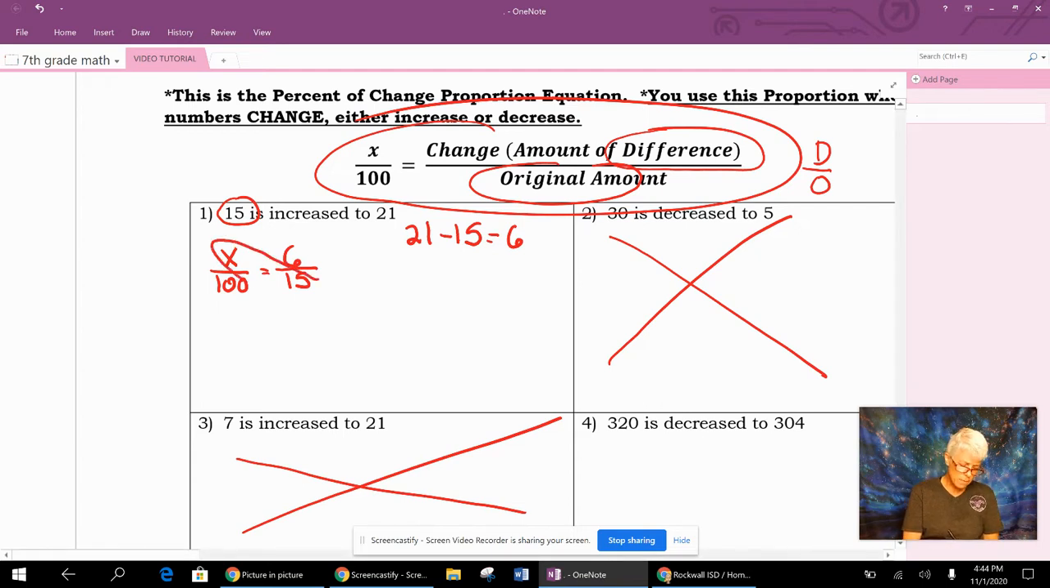So I have 15 times x. I'm going to keep my variable over to the left. I have 100 times 6, which is 600. And then I'm going to cross multiply, divide. Let's see, 15 goes into that 4 times, actually 40 times. We could do the math, but to save time, I'm not going to. Top in the box would be 600. Sorry. Whoops, come on. 600. It's not working, so that's okay.